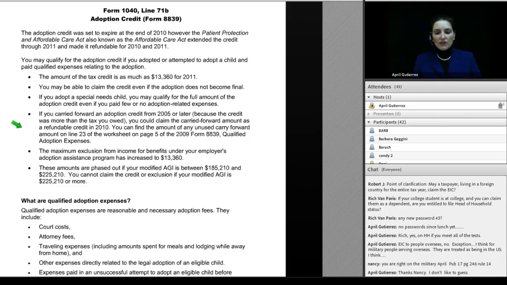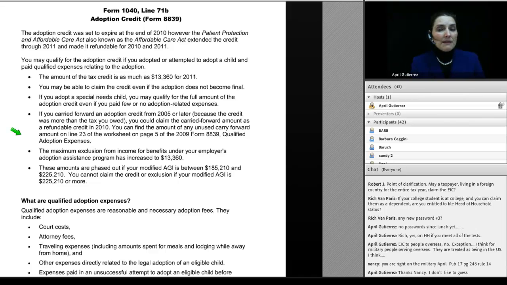If you carried forward an adoption credit from 2005 or later because the credit was more than the tax you owed, you could claim the carry-forward amount as a refundable credit in 2010. You can find the amount of any unused carry-forward amount on line 23 of the worksheet on page 5 of the 2009 Form 8839. So why am I repeating this for 2011?